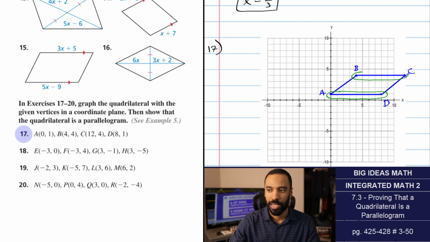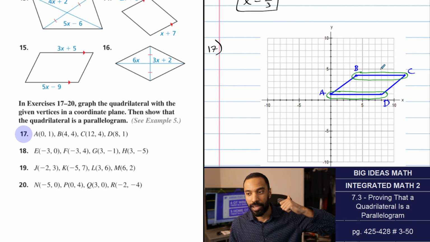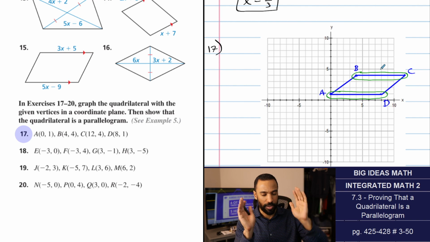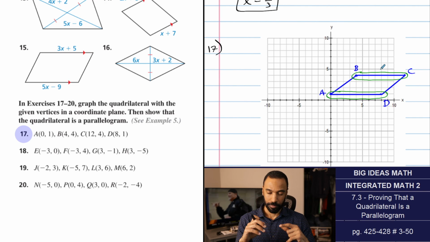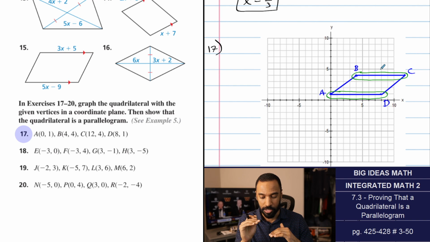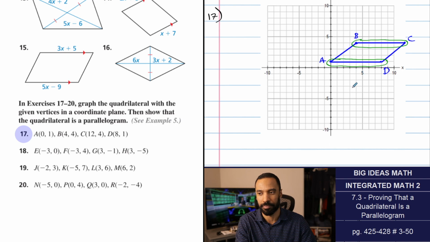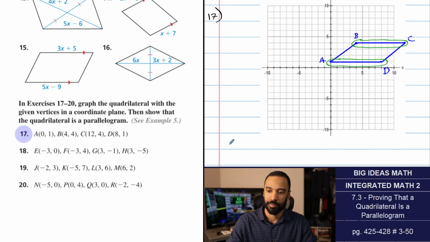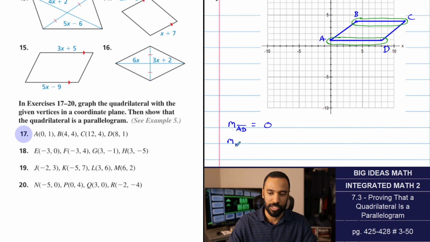My only goal, and you do not have to use this version: you can find that two pairs of opposite sides are parallel, or two pairs of opposite sides congruent, or you can find that one pair of opposite sides is both parallel and congruent. And that's the one that I think we generally want to do. If I just use AD and BC, the slope of AD is 0. Flat line. I don't have to calculate anything for this. The slope of BC is 0. What I have to do is see if they have the same length.